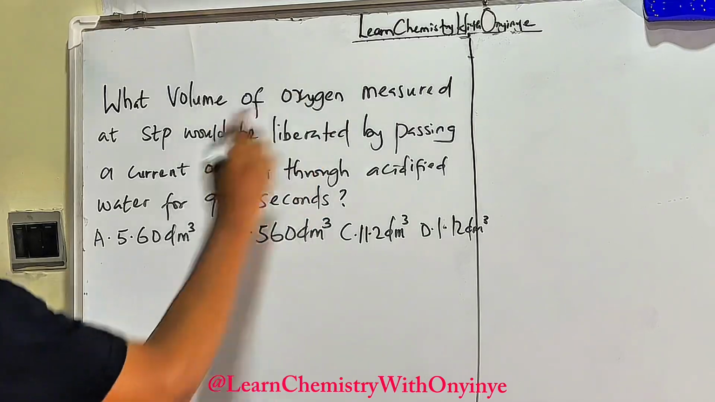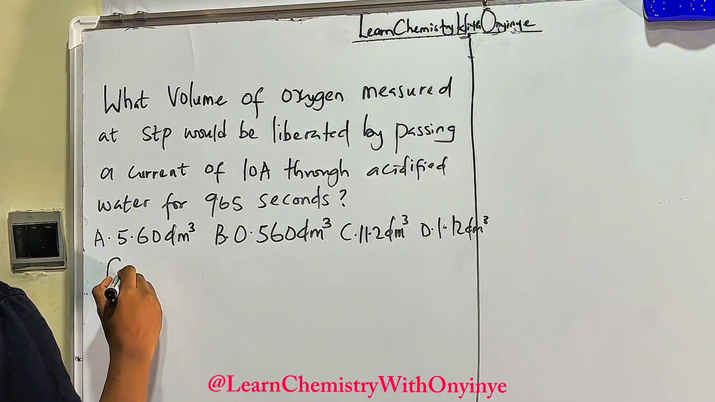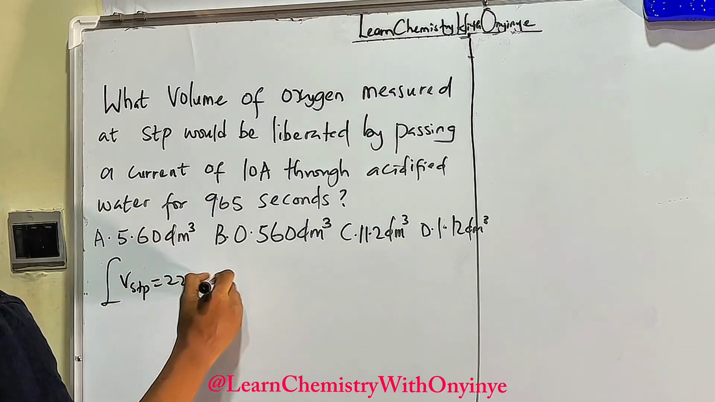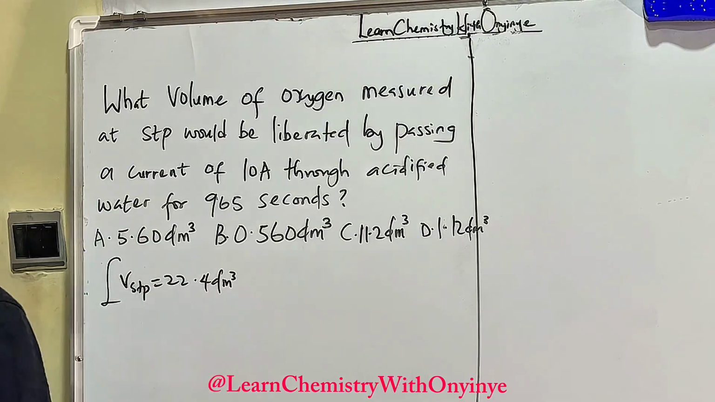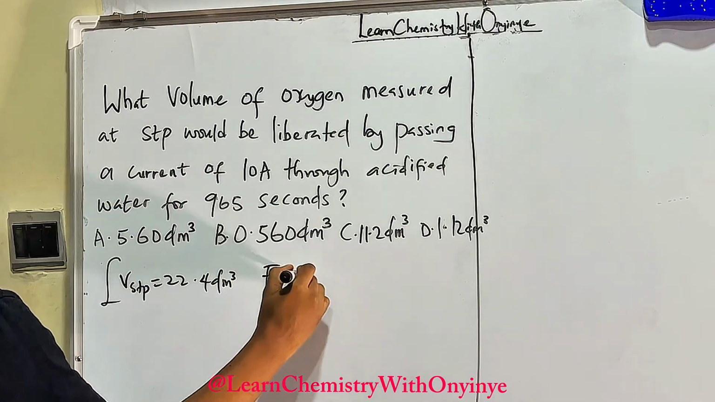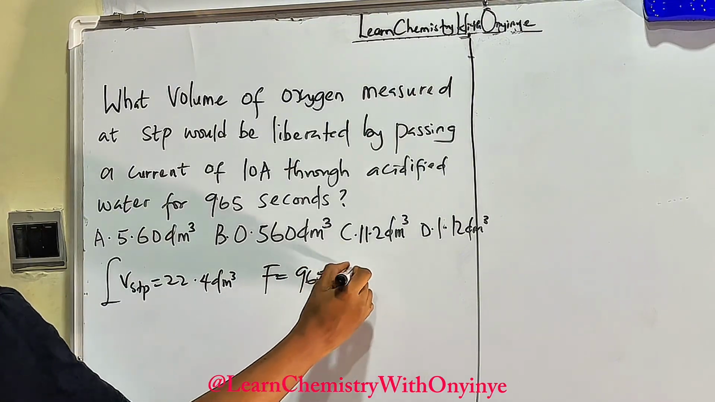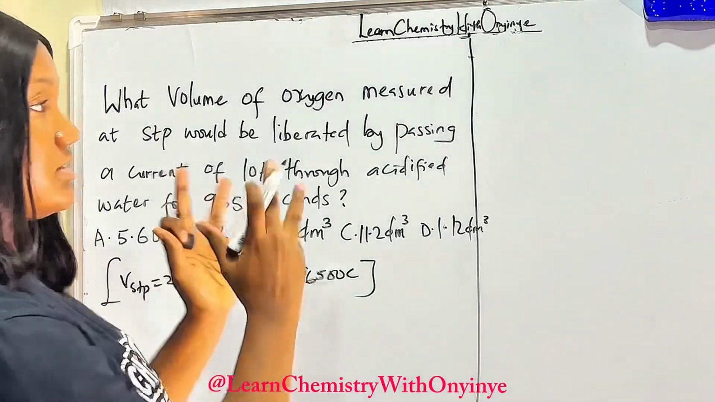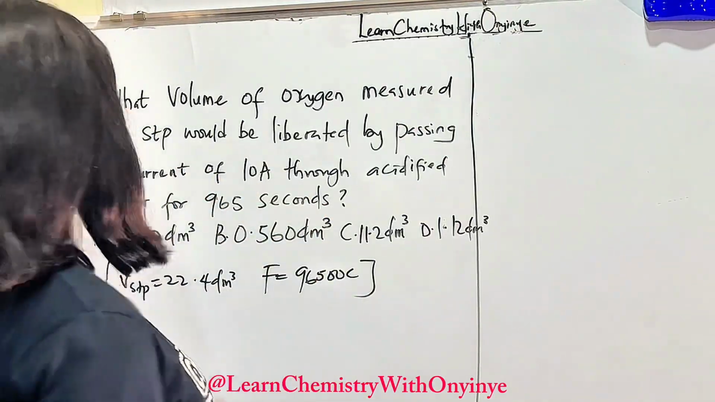Like this question said, what's the volume of oxygen that would be liberated at STP? So volume at STP is equal to 22.4 dm cube. And also Faraday here is equal to 96500 coulomb. So the first thing we're going to do in this question is to bring out the parameters that we've been given.